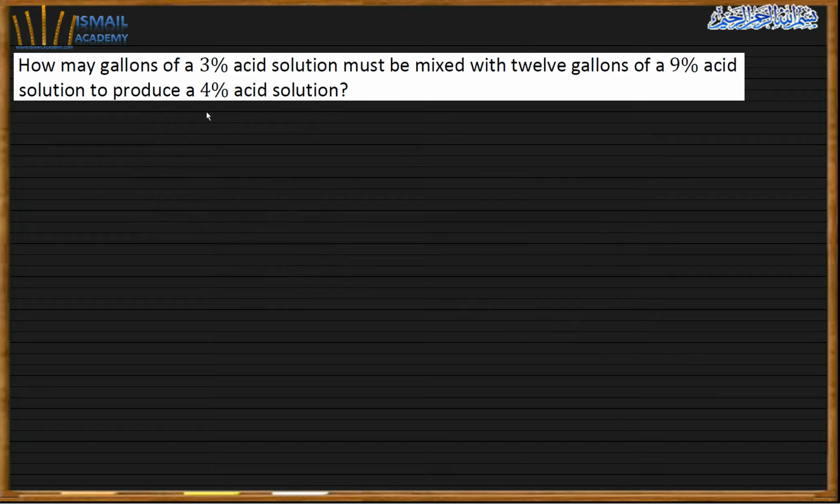So I know that this is the formula for this type of question. I have the quantity times the concentration. The first quantity times its concentration plus the second quantity times the second concentration equals the quantity 1 plus quantity 2 times the needed concentration.